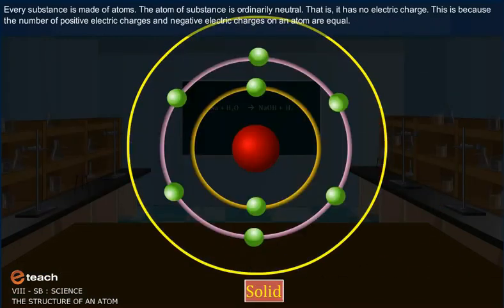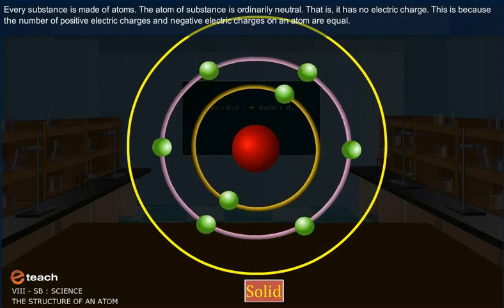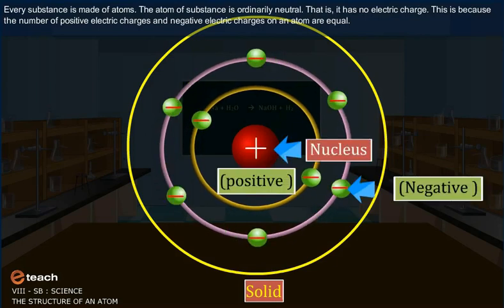The atom of a substance is ordinarily neutral. That is, it has no electric charge. This is because the number of positive electric charges and negative electric charges on an atom are equal.